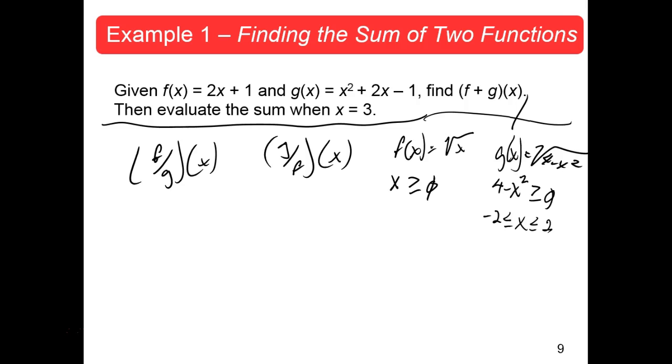Now, before we can do either f or the quotient functions, we have to find the common domain between f, which is all x greater than or equal to 0, and g, which is all x between minus 2 and 2. What's your common domain? 0 to 2. So the common domain for both of these is 0 to 2. I'm going to write it like that. It's a lot easier to write. You understand what I mean? 0 to 2. That's the only place we could go with this problem, either one of these. Okay?